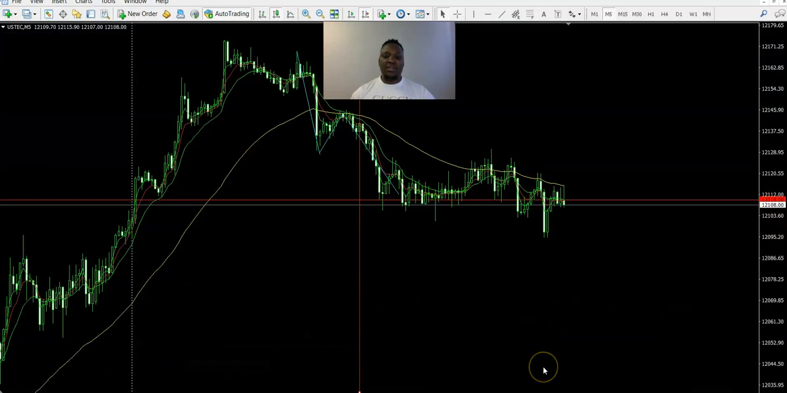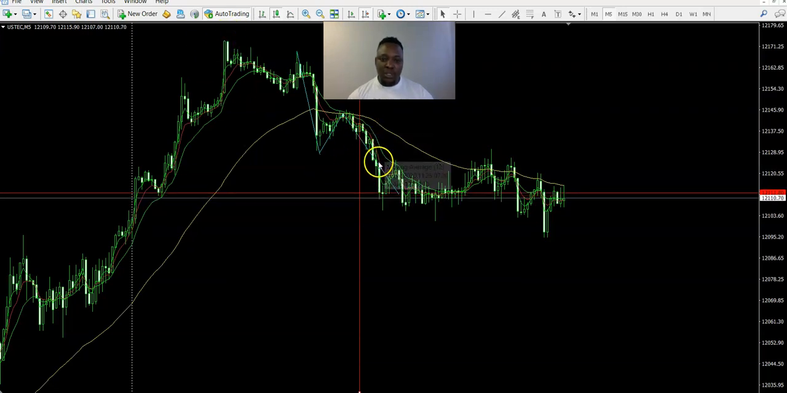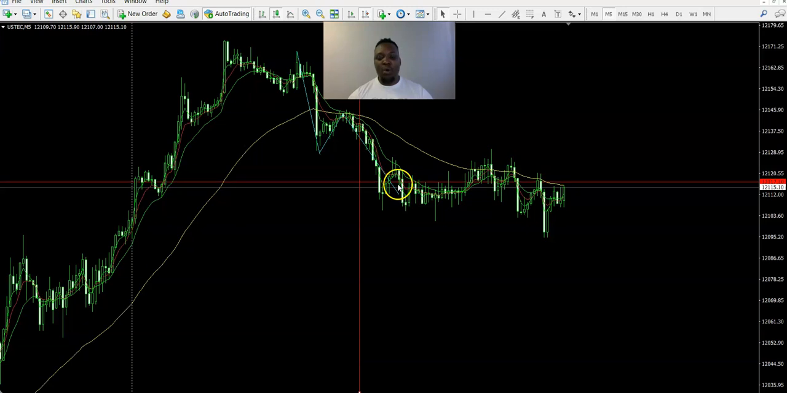So when this happens, it means that the sellers are there on the different time frames that you want to focus on. It means that the sellers are there on the 5 minute, the sellers are there on the 15, the sellers are there on the 30 minutes, and then the sellers are there on the 4 hour.